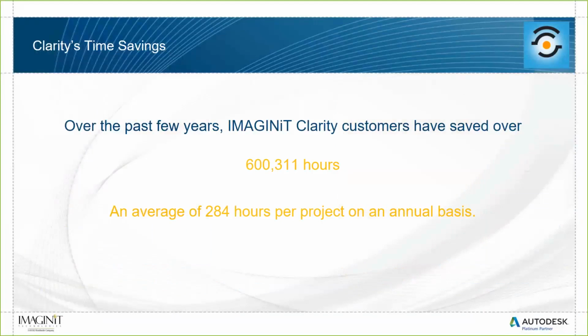But again, I just wanted to start with this. Of course, this is kind of our how many billions have been served, like at McDonald's here. But so far, we've saved our clients 600,000 hours in time because of Clarity, and we're still going strong there with an average of 284 hours per project. So that's quite a bit of savings here. You can imagine the money we put behind that.